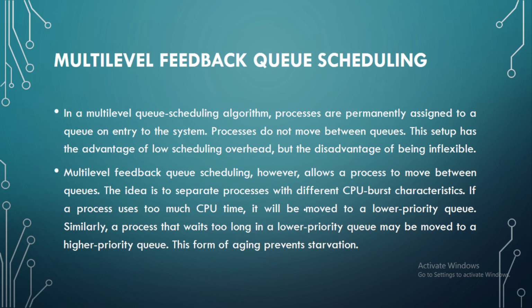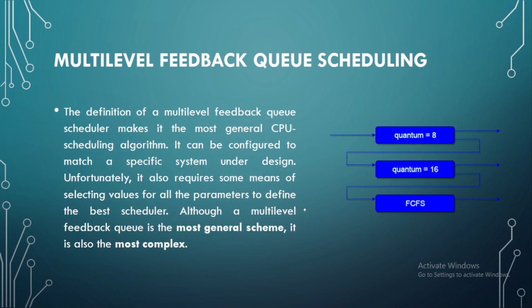This form of aging prevents starvation, whereas in the multi-level queue scheduling algorithm, processes are assigned permanently, so they cannot move between queues, higher priority or lower priority queues. So lower priority queues may cause starvation. And here is an example.